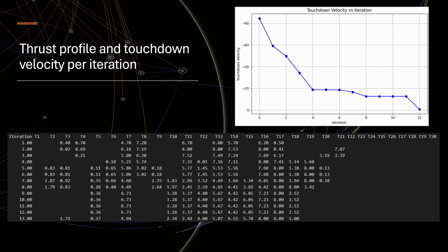Let's see some PSO results here. On the right is thrust profile and touchdown velocity per iteration. With the initial swarm, we can see we had a touchdown velocity of negative 80 plus. I mean, that's going to be very, very high. But the algorithm gradually improves through the iterations and finally has successful stopping conditions at iteration 12.